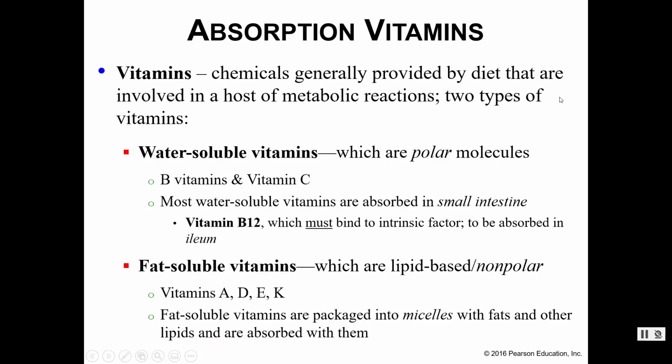Now, we also absorb other things like vitamins. Vitamins, so everybody's heard of vitamins, right? Vitamin B, vitamin C, things like that. Vitamins are chemicals that are generally provided by the diet, although some people do take supplements, and that's okay as well. These are involved in all kinds of metabolic reactions within the body, and we can group them into two different categories. We have water-soluble vitamins, and we have fat-soluble vitamins.